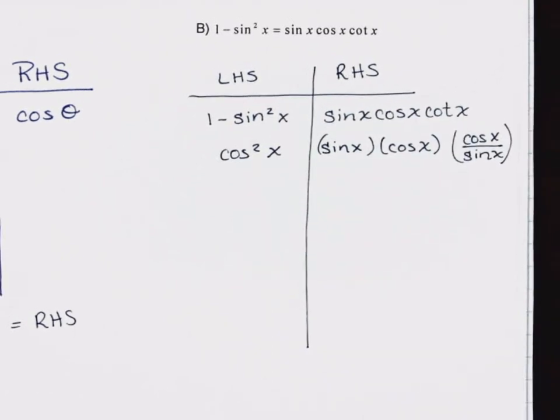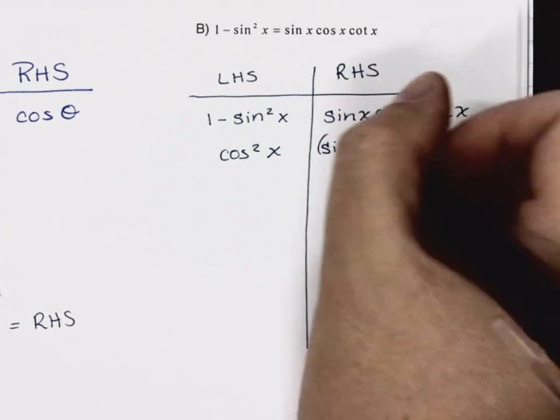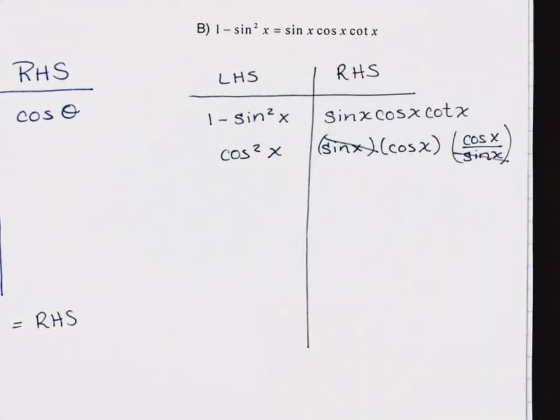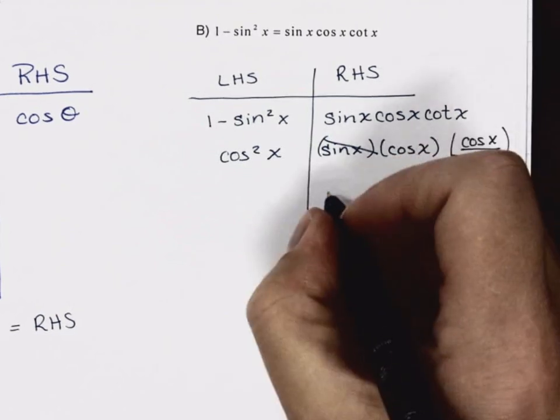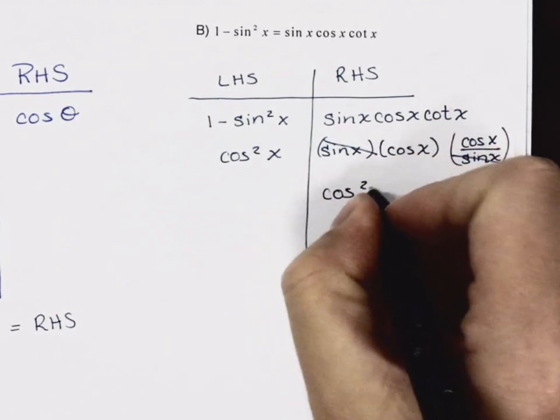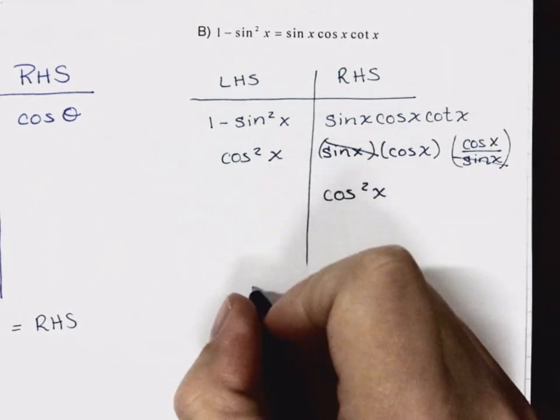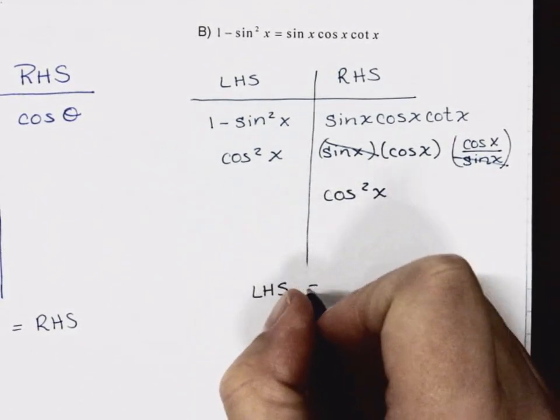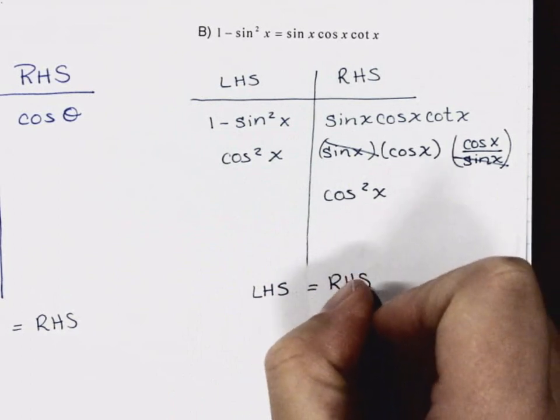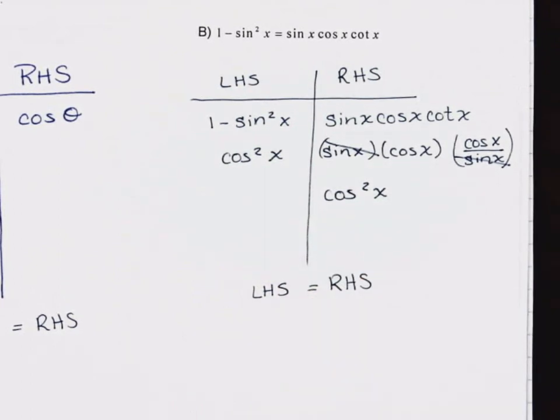Okay, what am I going to do here? Cross out sine. And then I have cos times cos. Left-hand side equals the right-hand side. Lesson done. We're finished. We can just walk away at this point.